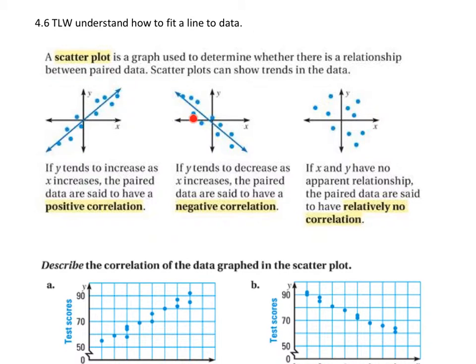Now see how this moves to the right, but the trend is going downward? That's a negative correlation, so it means as x increases, y decreases. Now here, see how they're everywhere? That just means there's pretty much no correlation, okay? So let's look at these.